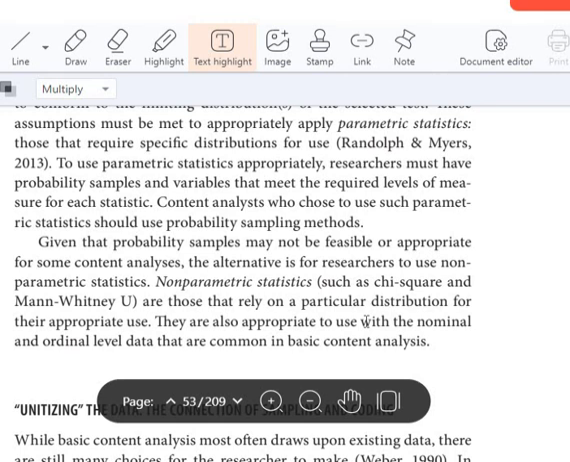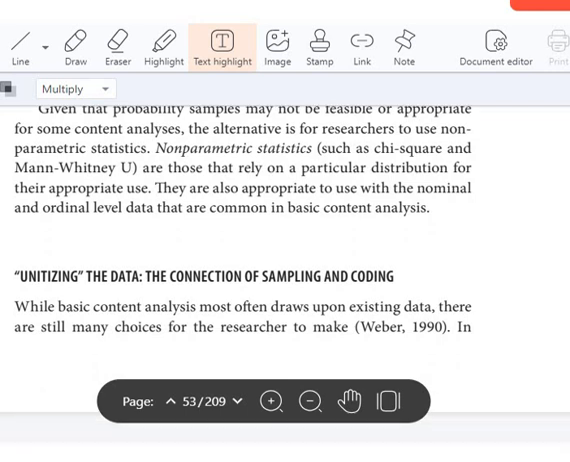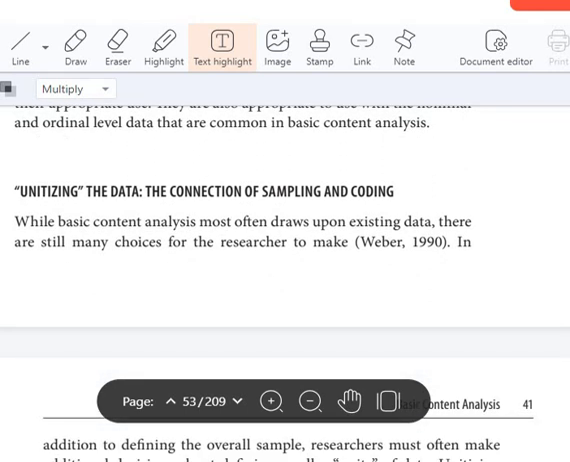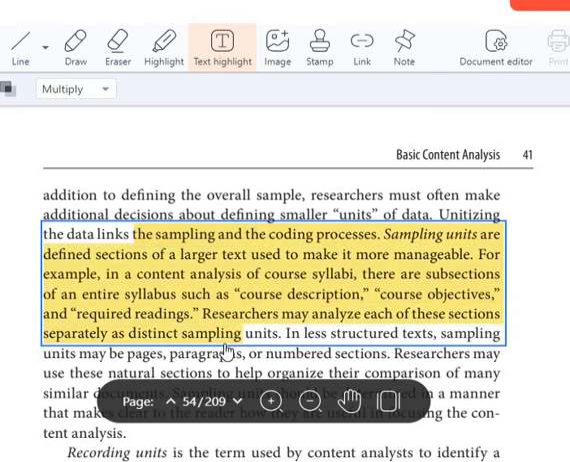Let's move to unitizing the data. What do we mean by unitizing the data? We mean by it the connection of sampling and coding. The line connecting sampling and coding is called unitizing. You are uniting, kind of unifying, the data. So the most important thing here to focus on in this part is that unitizing the data links the sampling and the coding processes together.